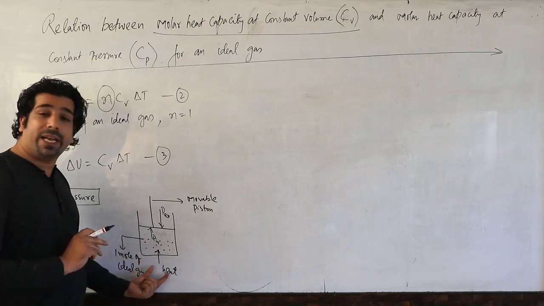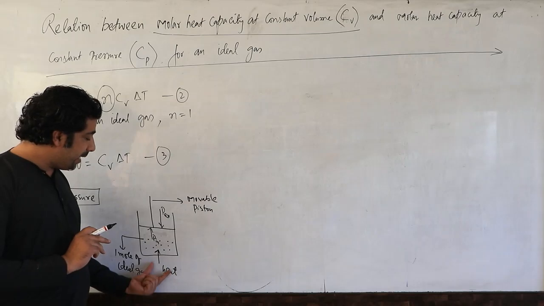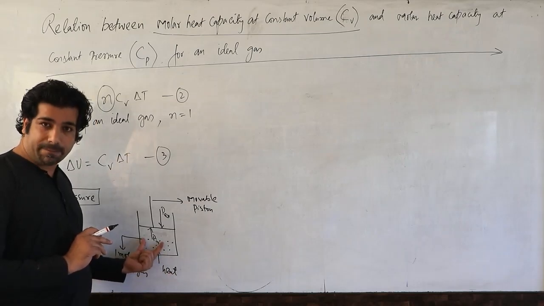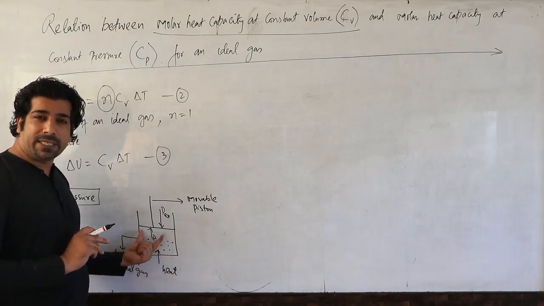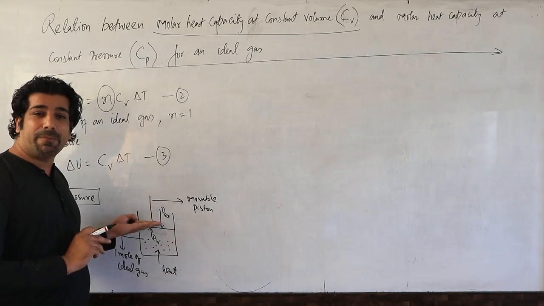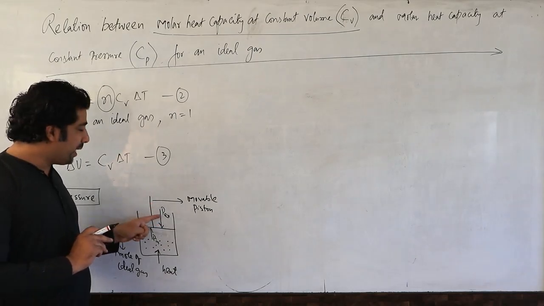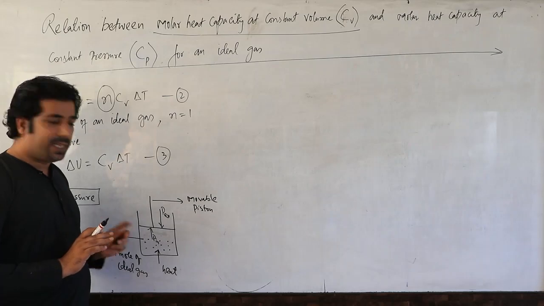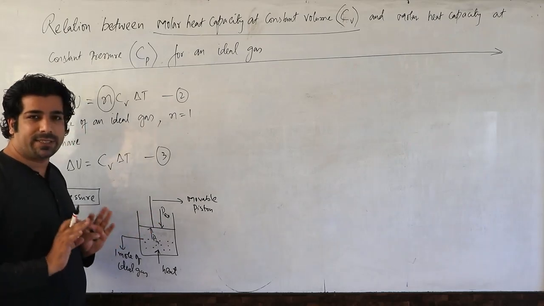How? Because you are supplying the heat. So when you supply the heat, kinetic energy of the gas will increase and P internal will increase, and then P internal will act against the P external and will make the piston move upwards, and we know that this P external is fixed. That is, external pressure is constant.